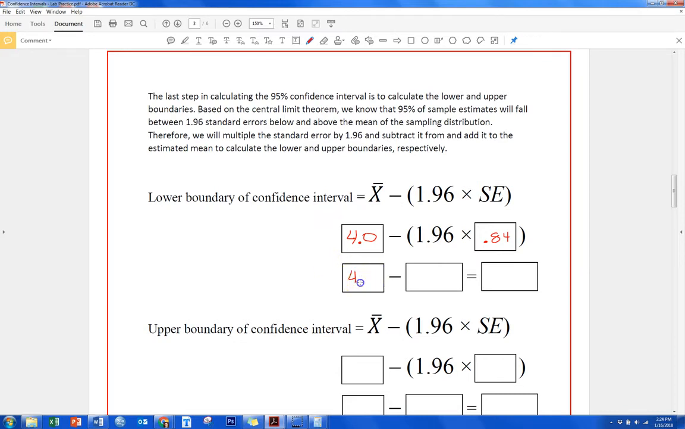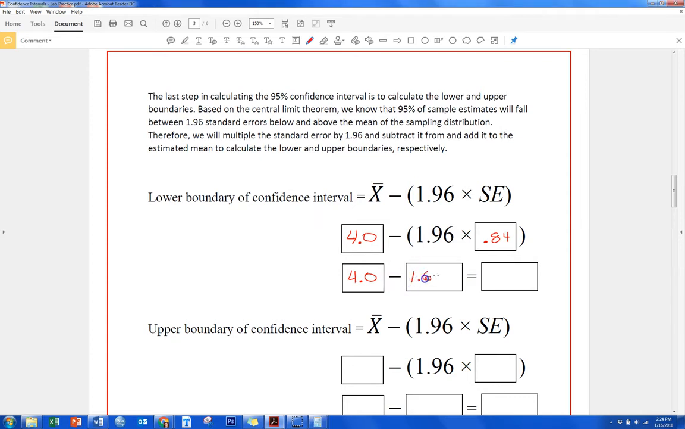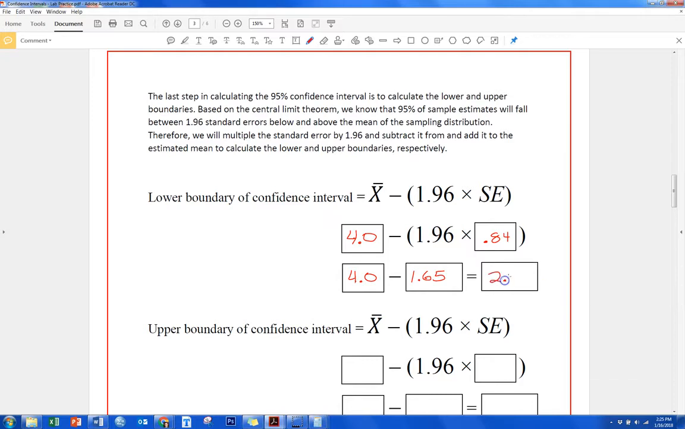Make that a little bit clearer. 4.0 minus 1.96 times 0.84. Pull out my handy dandy calculator. 1.96 times 0.84. I'm going to round this to 1.65. So 4 minus 1.65 is going to give us 2.35. So that is the lower boundary, 2.35, the lower boundary of our 95% confidence interval.